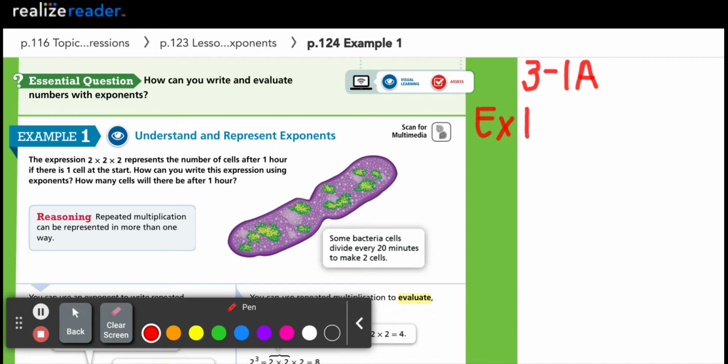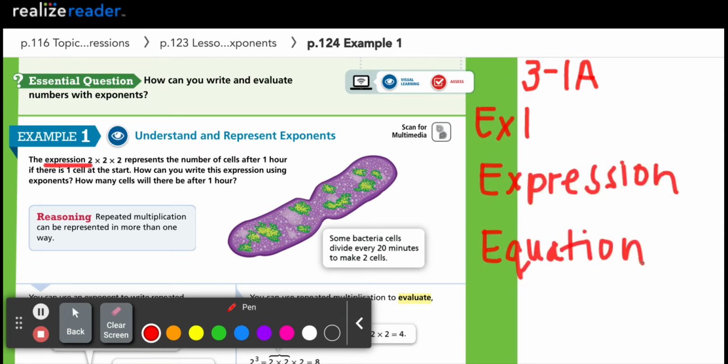Well, first, let's start by looking at this word expression. This whole third topic is going to be about expressions. Expressions are different than equations, which we're used to seeing, because expressions, you may notice, do not have an equal sign. If we look at this expression that they gave us, 2 times 2 times 2, it doesn't have an equal sign. Equations have equal signs, expressions do not.